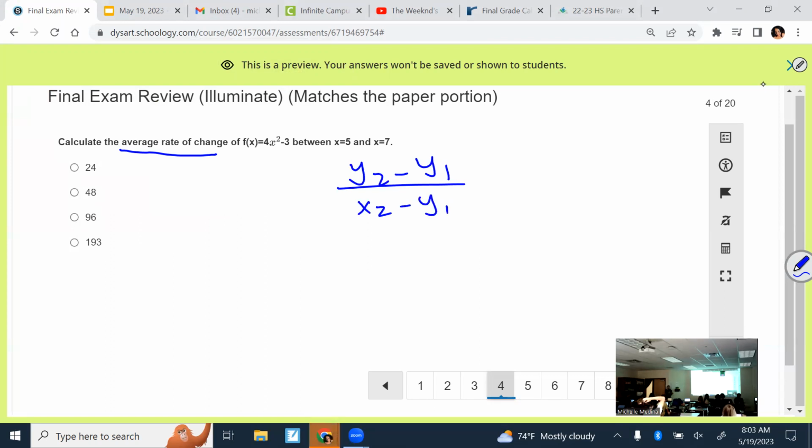Okay, good. You can use that. That's also called our slope formula. But you could do that for any type of function. They just have to tell you where to look at. Oh, my bad. Yes. Sorry.